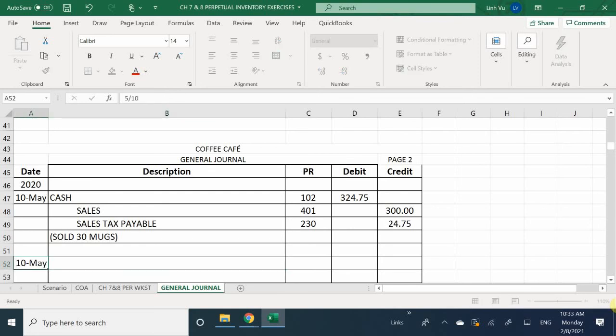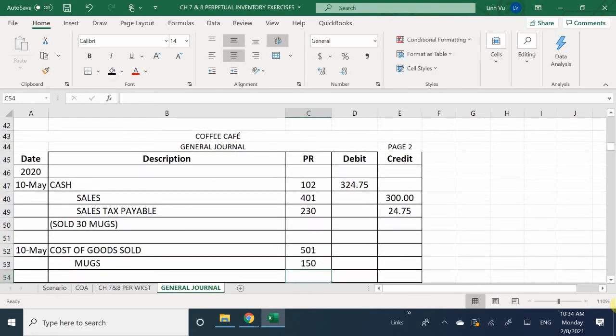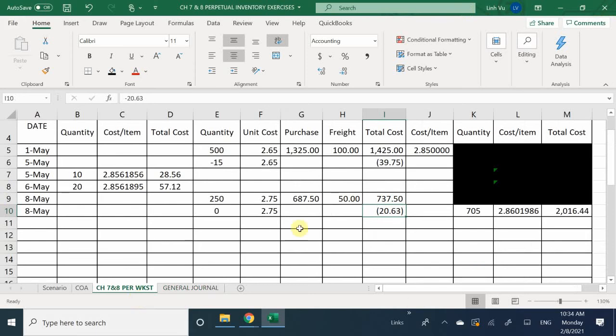Okay, good. Now, if I sold 30 mugs, what else do I have to do? Cost of goods. Exactly. We need to update our inventory cost of goods sold. And of course, where are we taking this directly out from? Inventory. Good, our mugs. Okay. Cost of goods sold was 501 and inventory is 150. So again, let's go ahead and solve for it over here.